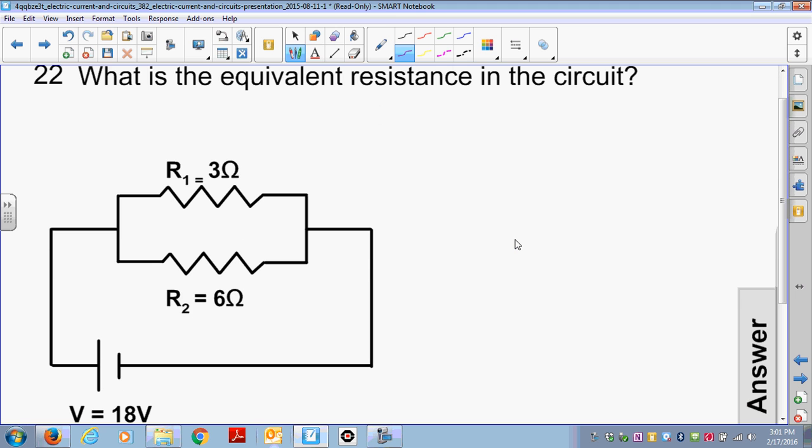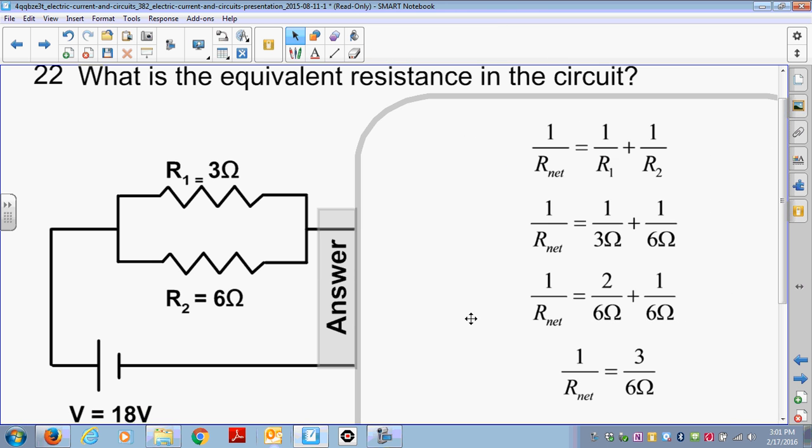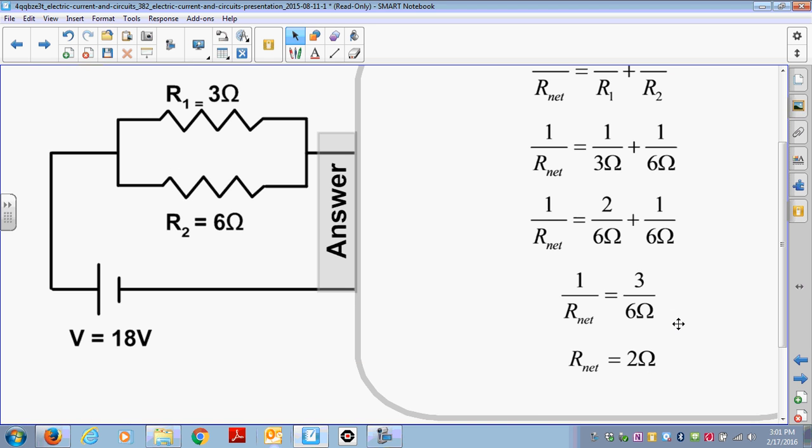So what is the equivalent resistance of this circuit? Go ahead and pause the video. Okay, so let's take a look at your solution. Hopefully you said 1 over 3 plus 1 over 6 equals 1 over R equivalent. Here we're finding a common denominator, which is 6. And that gives us 3 over 6 is equal to 1 over R equivalent. If we take the inverse of both sides, R equivalent is equal to 2 ohms.